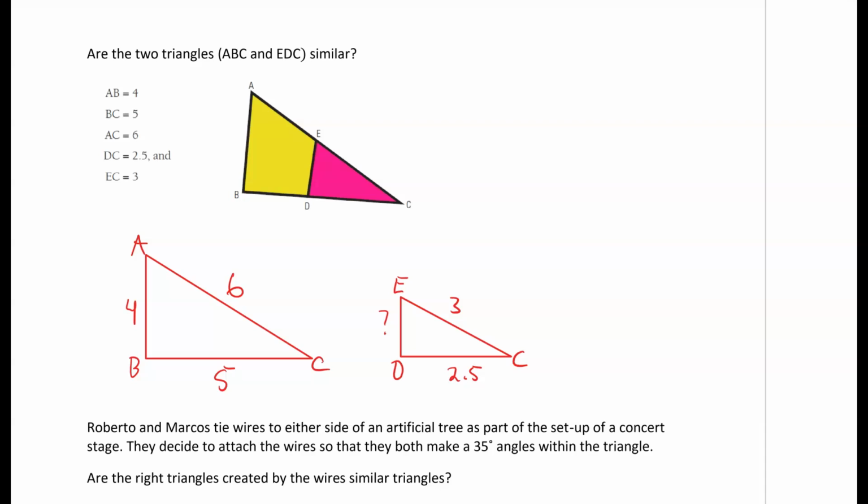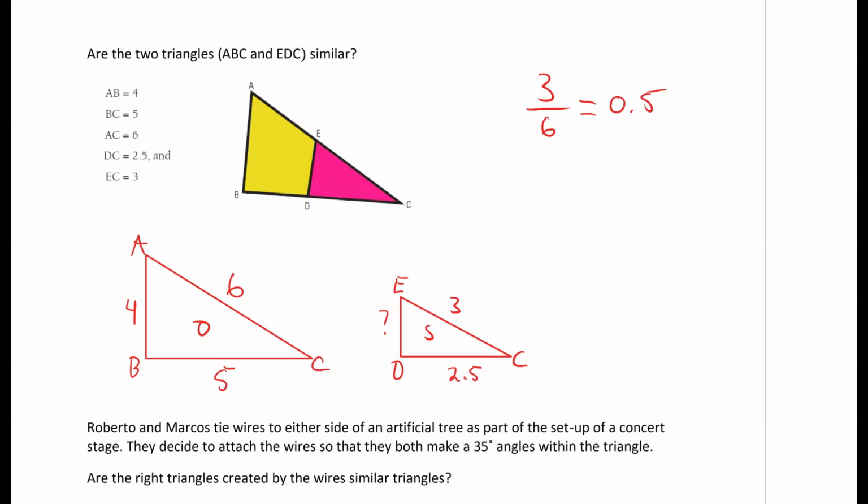If we have the smaller one on top, which we could call our scale, and our original on the bottom, we have 3 over 6, which gives you 0.5. So our scale factor is 0.5 for this portion. We're hoping that the other portion is also 0.5 so that we know that it is similar. If it is a different value, the triangles would not be similar.